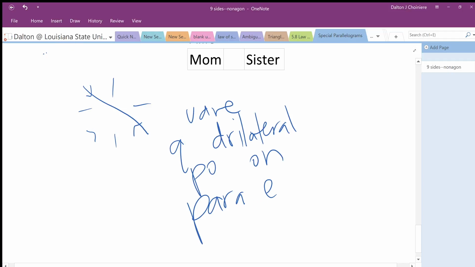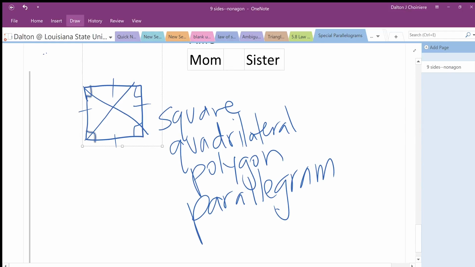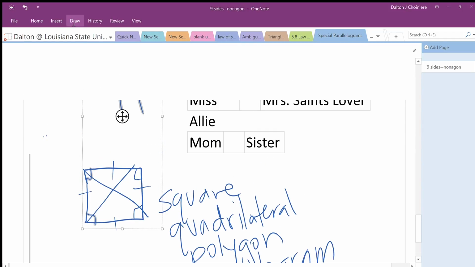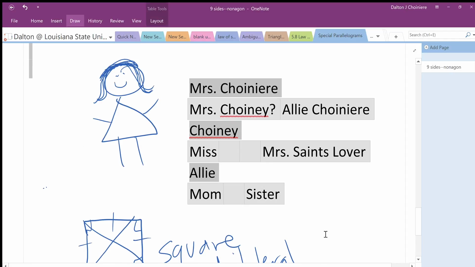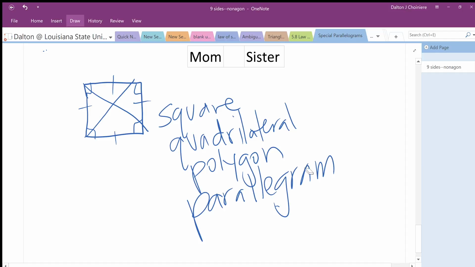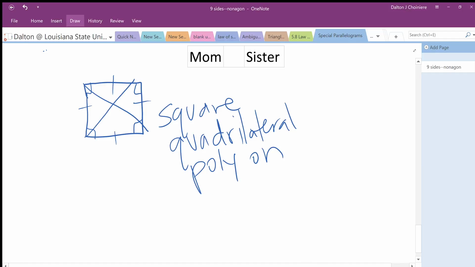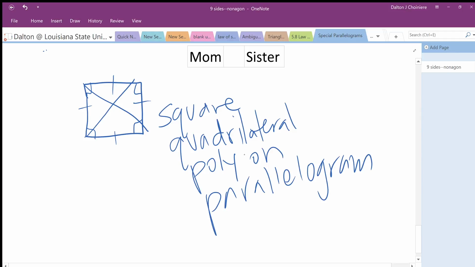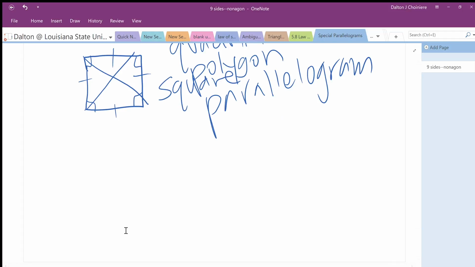Oops. Shoot. Children, I need you to focus. I spelled parallelogram incorrectly, so I need to rewrite that. Parallelogram. Okay, so here we go. I need you to have your special parallelogram notes out, and I'm going to blank out the screen here for just a second.